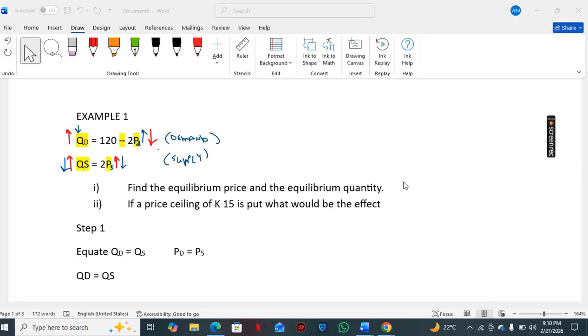Legal amount that can be charged for a good. You can't charge above this price. That's why it's called a ceiling. You can only charge below. So always remember this, colleagues.